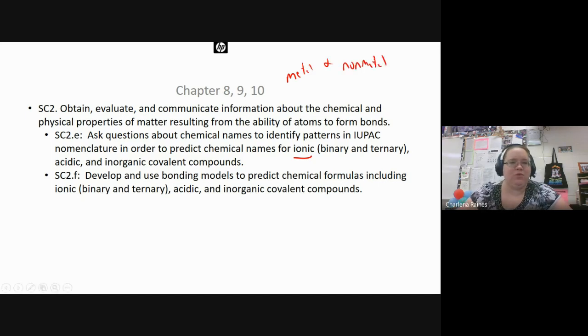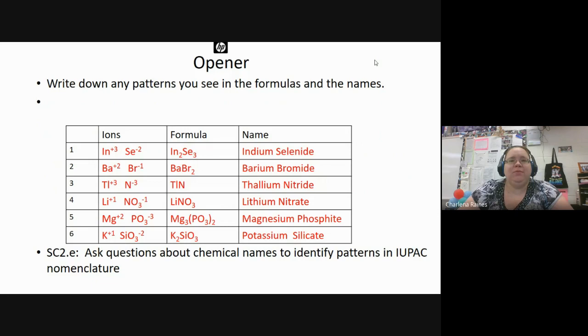When we get back from the break, we'll be looking at our covalent and our acid compounds. So I'm going to start by actually looking at a few examples of ionic compound formulas and chemical names. And I want y'all to note some of the patterns that we see occur when we have a metal bonding with a nonmetal.